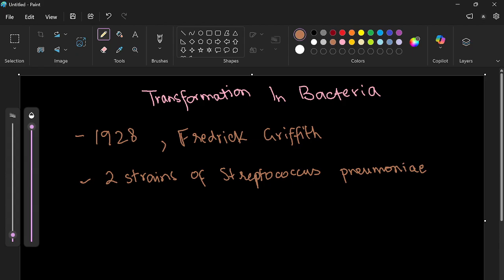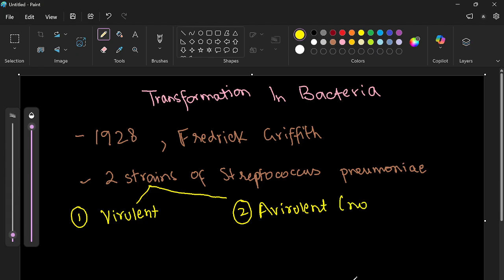So basically, Frederick Griffith was working with these two strains of Streptococcus pneumoniae. One of the strains was the virulent one, meaning that it was pathogenic, and it had the virulence genes which are required to cause infection. The second strain was the avirulent one, meaning not virulent or pathogenic; they don't carry the pathogenic genes.